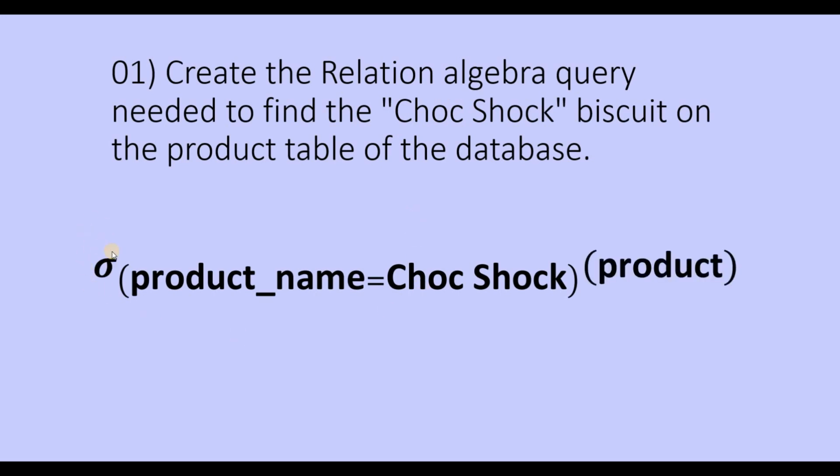You can see this is the sigma, the letter sigma. By using this operator, we are going to select something. So we are going to select the product name, where the product name equals Choc Shock, from the relation, that means the table product. So here's the answer for the first question.